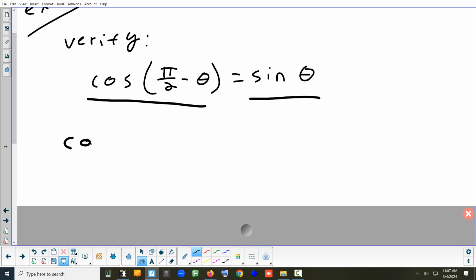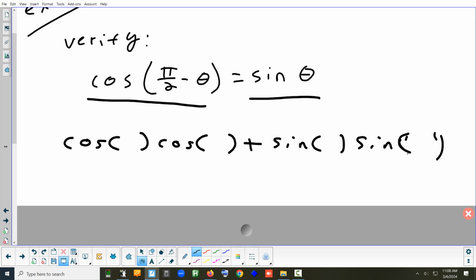Cosine times cosine. Yep. Sine times sine. Plus sine times sine. Okay, and now you fill in your angles. 1, 2, 1, 2. Okay, what's gonna be my first angle that I fill in right here? Pi over 2. And what is alpha in this case? Pi over 2. Yep. So pi over 2 is the first angle. And what's the second angle that's going to go right there? Theta. Yep. And then the first angle again. Pi over 2. And the second angle? Theta.